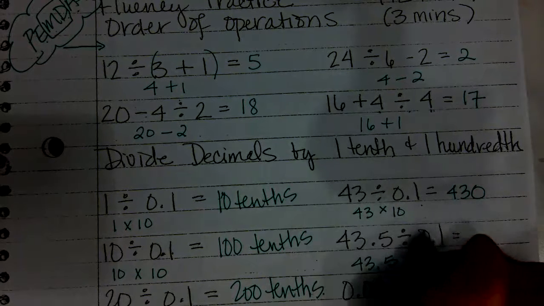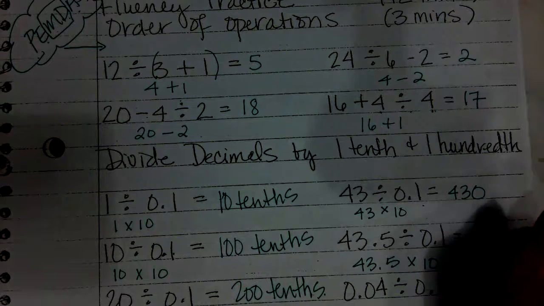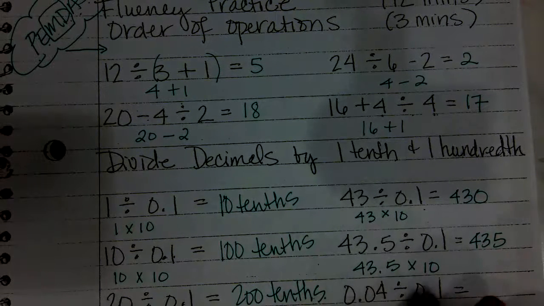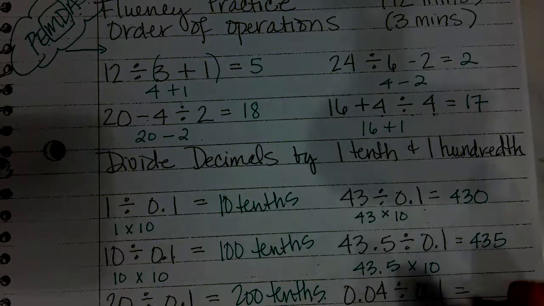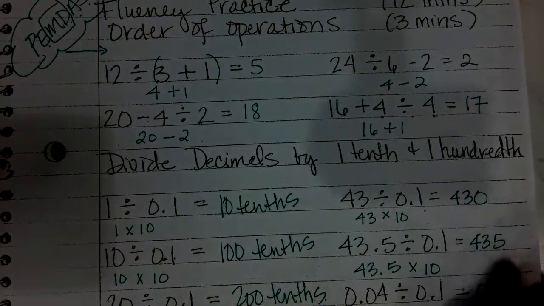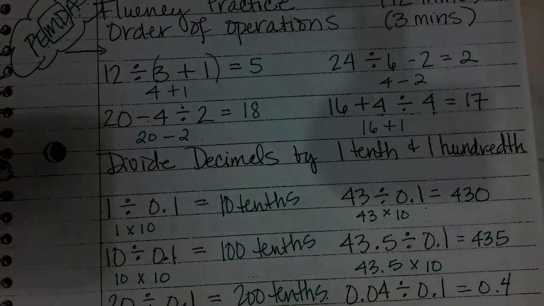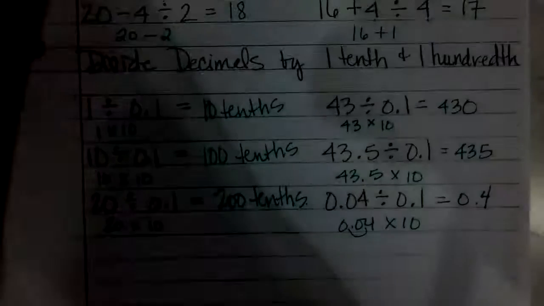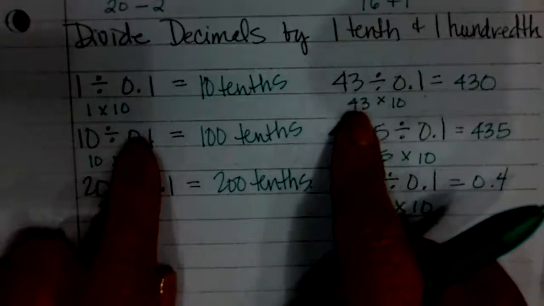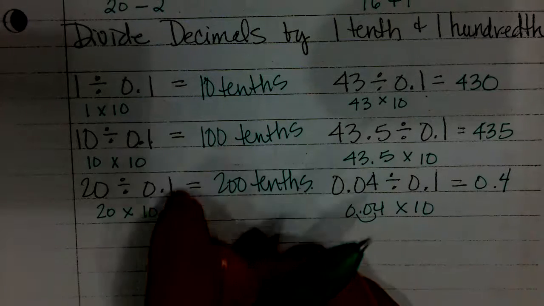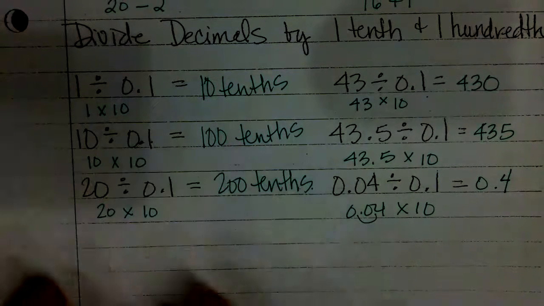Remember, 435 and 0.04 times 10 still gives us 0.4. All right, just a quick little review. Do you remember? Whenever you're dividing by point tenths, hundreds, or 1,000, it's really like multiplying by the reciprocal of that. Okay.